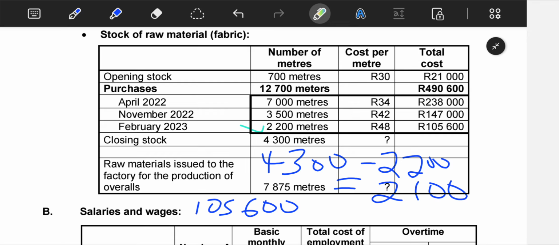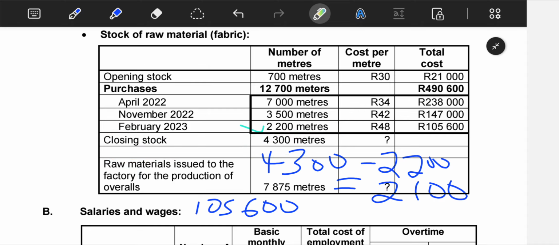I'm sorry for that. Right. So the 2,100, where is it going to come from? It's going to come from here, from the 3,500. So it means that we have literally used up this and a portion of this, and then a portion of this, and this is what is remaining at the end of the year as our closing stock.